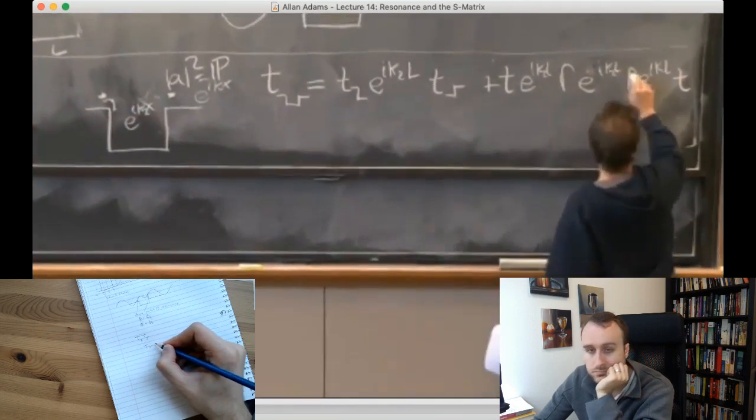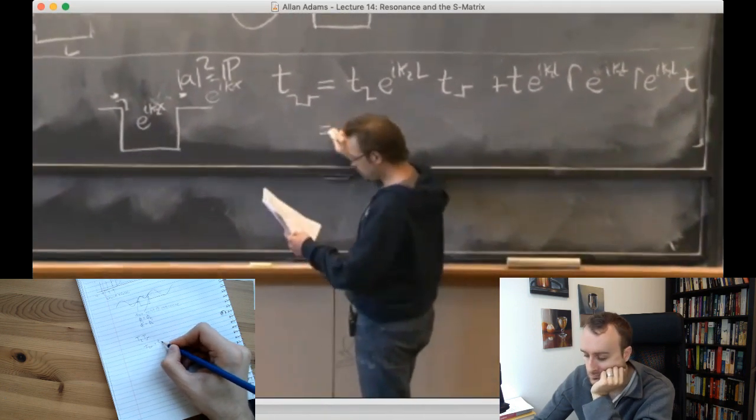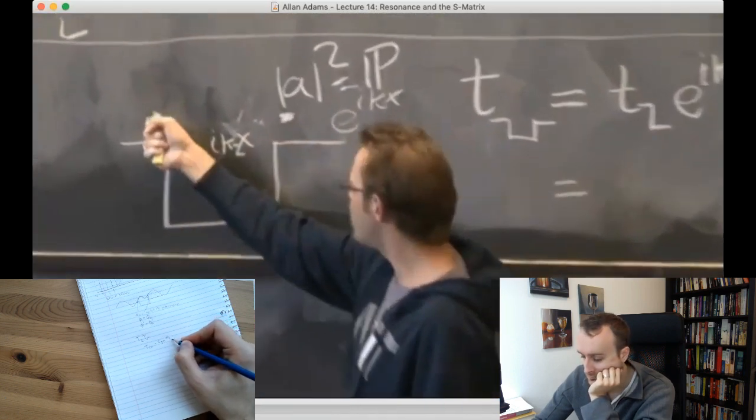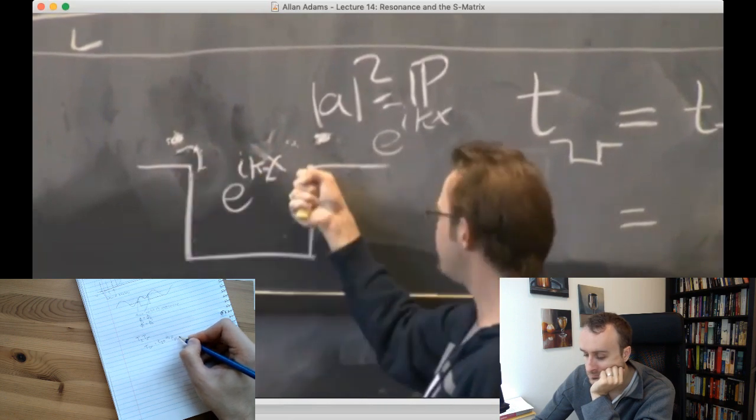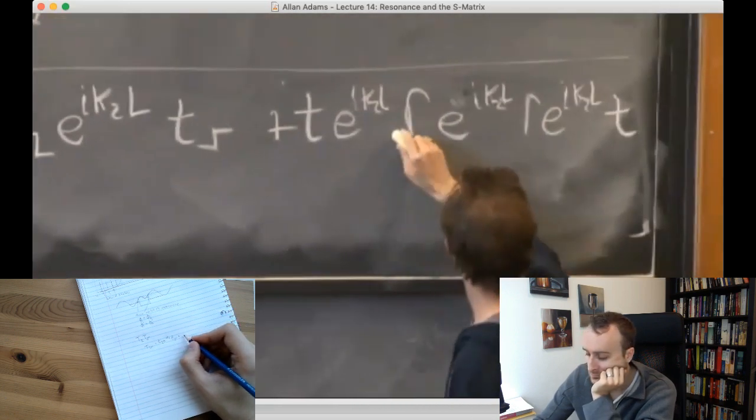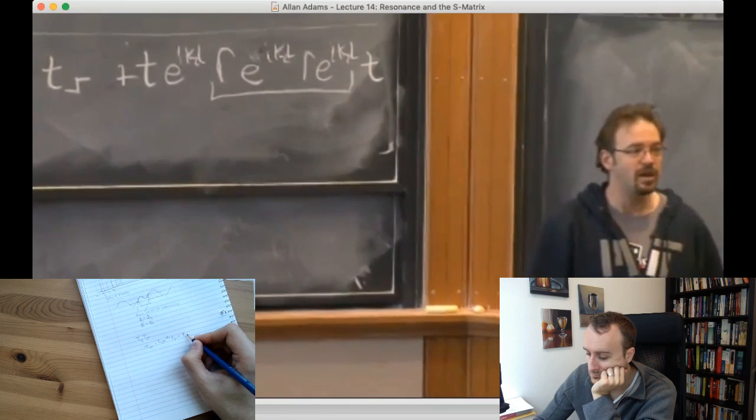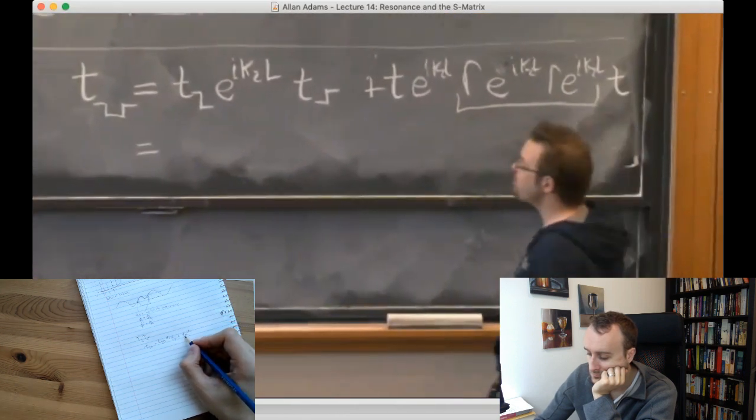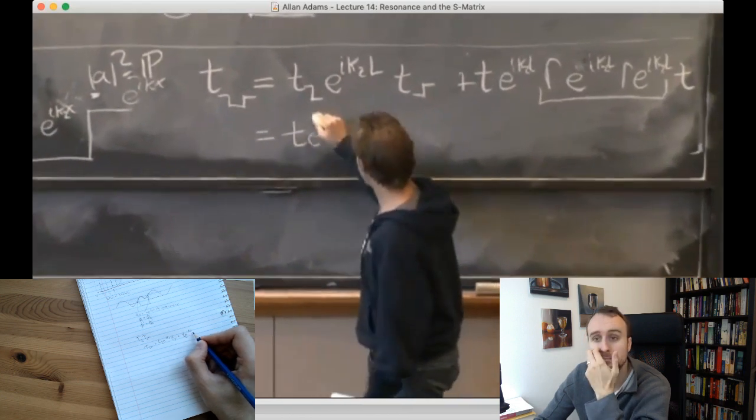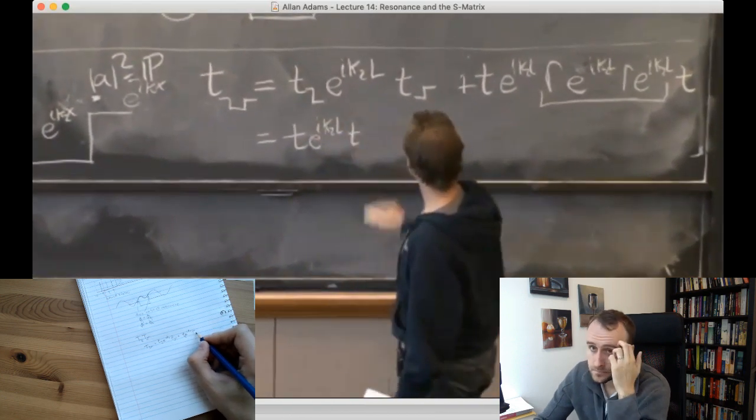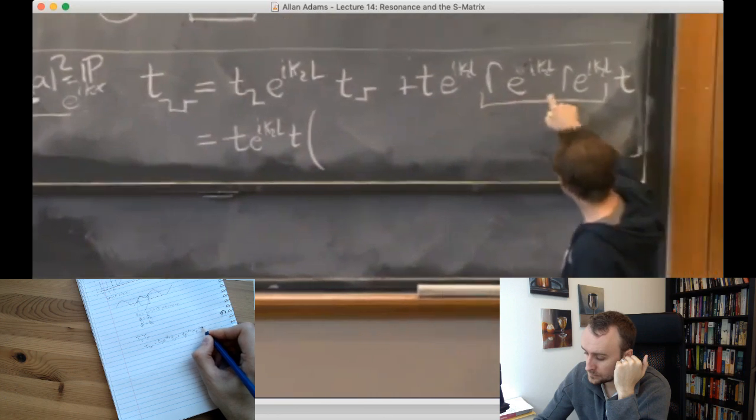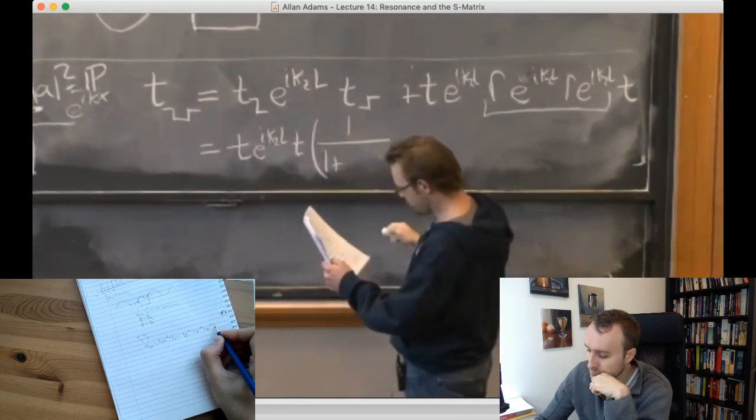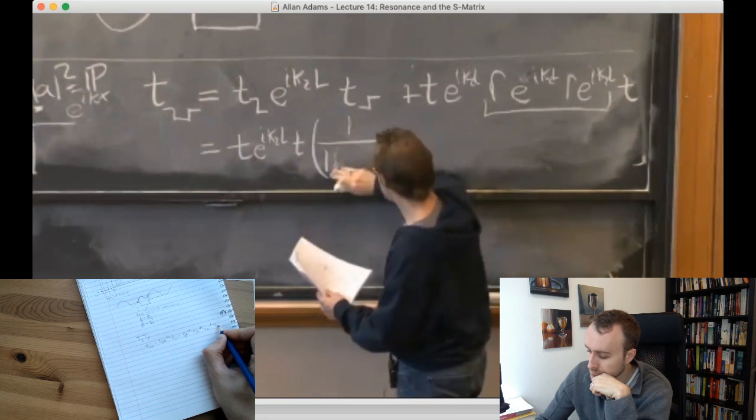And these k's are all k2. But I could have done it many times. Notice that each time I'm going to transmit, reflect, transmit, so I'm always going to do this some number of times. I do this once, I do this twice, I do it thrice. This gives me a geometric series. This is T e to the i k2 L times 1 plus this quantity, plus this quantity squared. That's a geometric series: 1 over 1 minus this quantity, so it's a geometric sum.